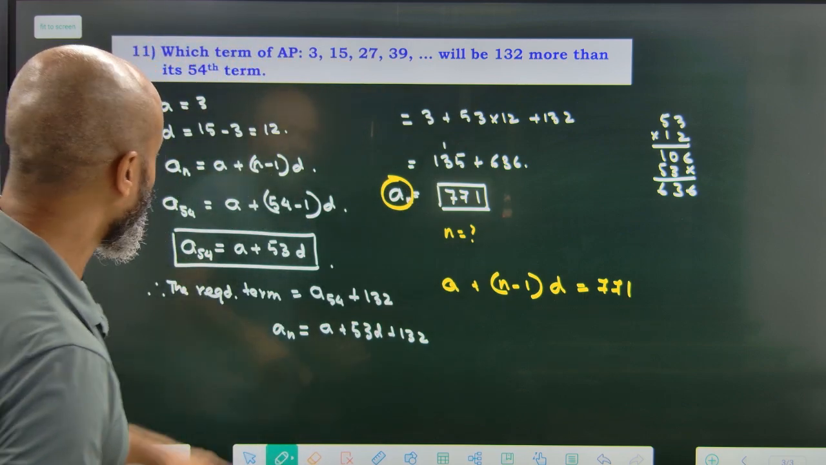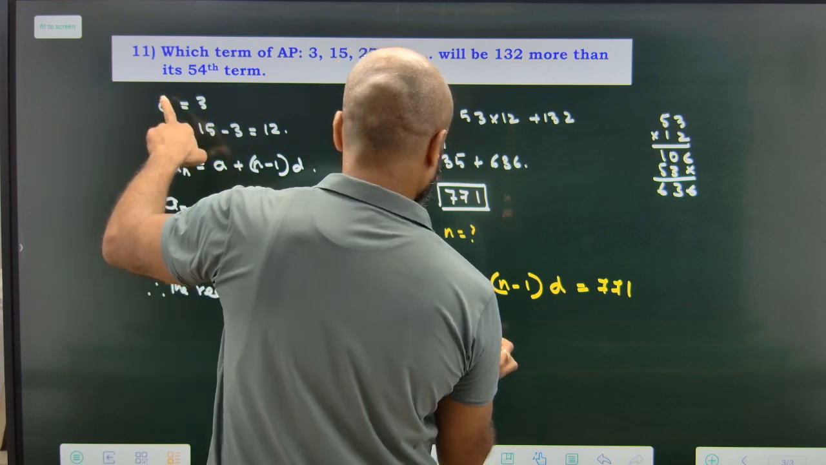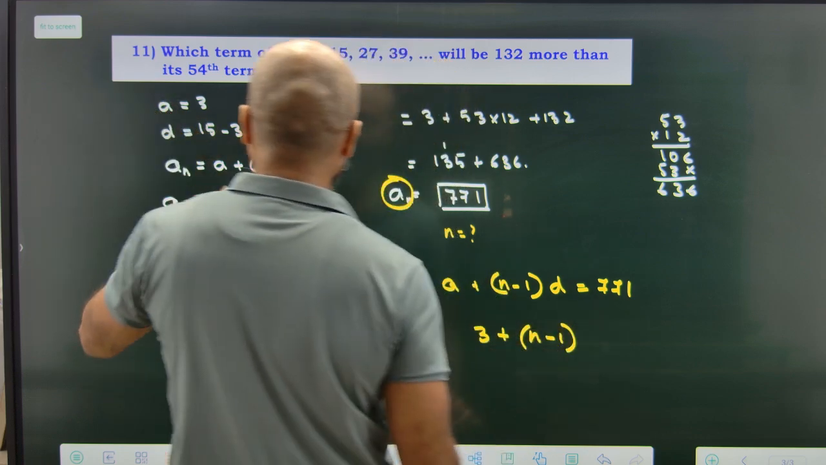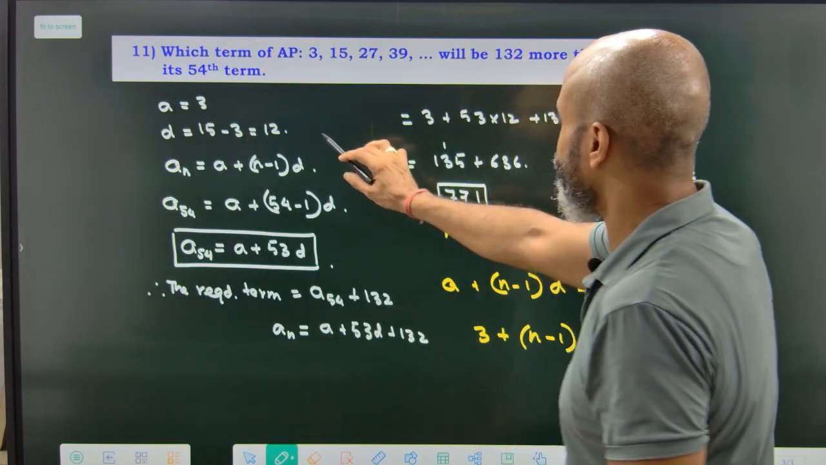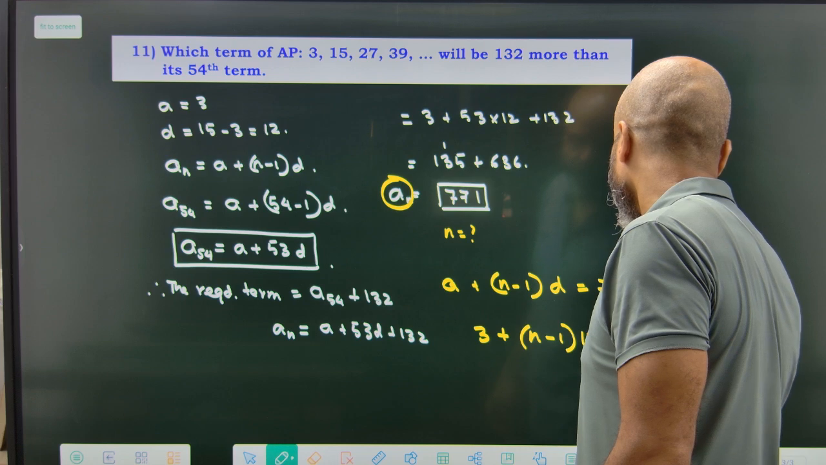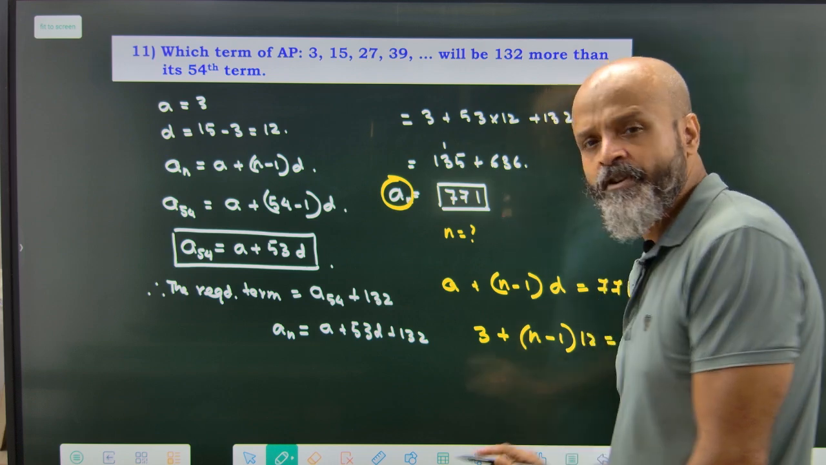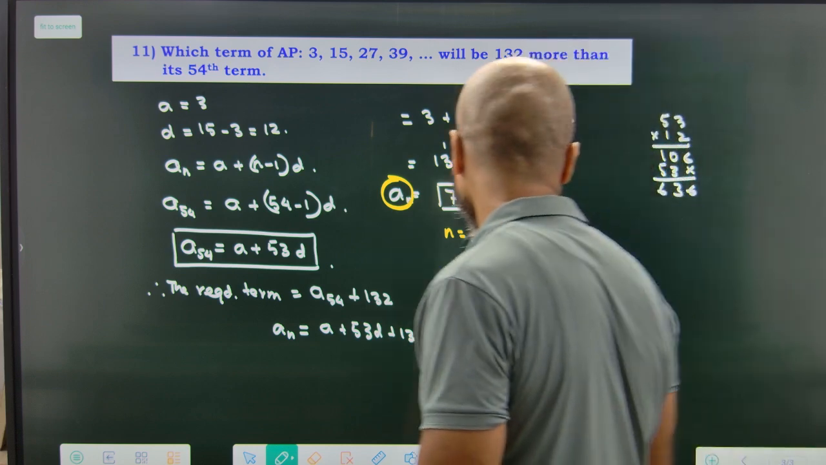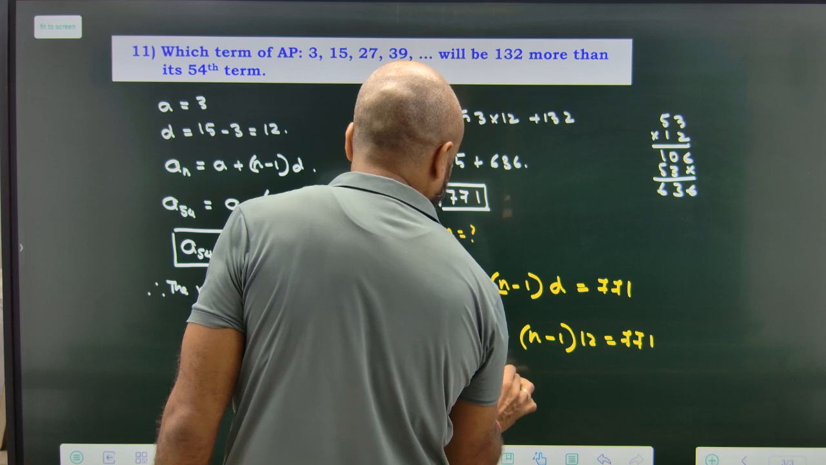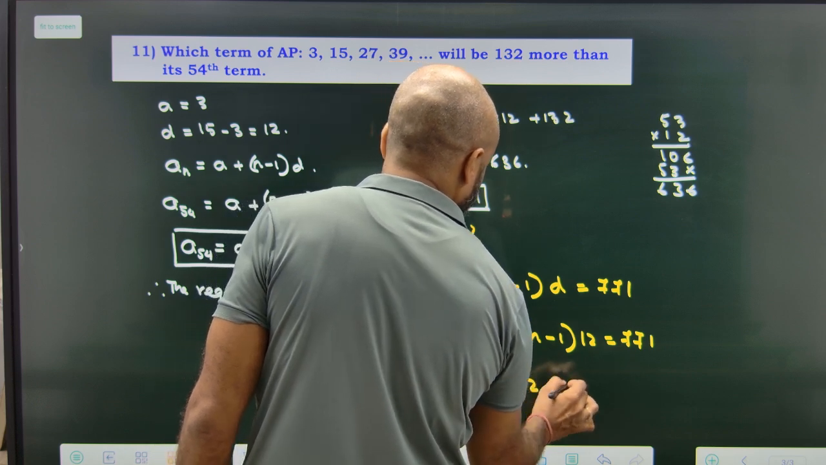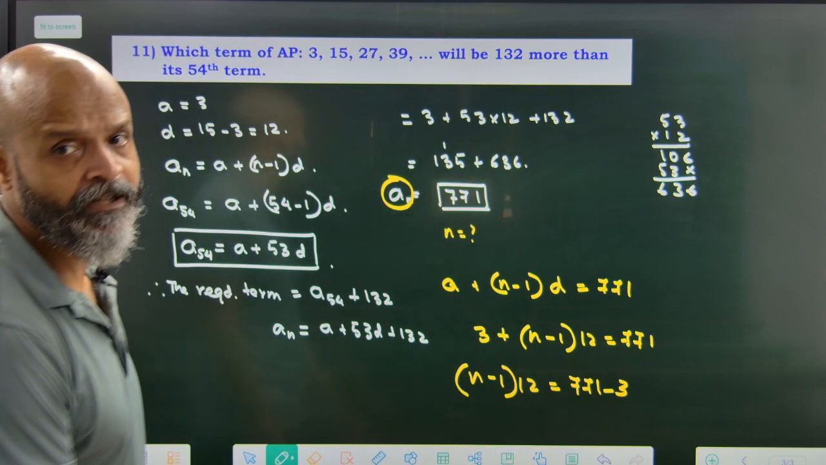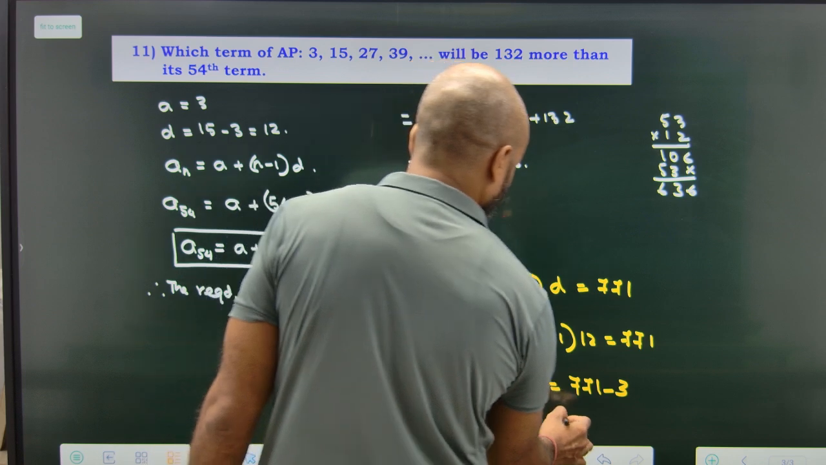Okay, so a is how much? Again, we know a is 3. n is not known to us in this case. In place of d, we know d is 12, is equal to 771. So first of all, what we have done is found out the value of An, and accordingly we are doing this. So n minus 1 into 12 is going to be 771 minus 3. So 771 minus 3, that's going to give you how much?